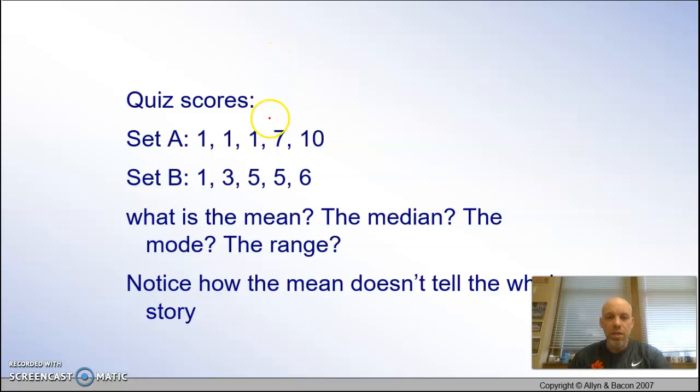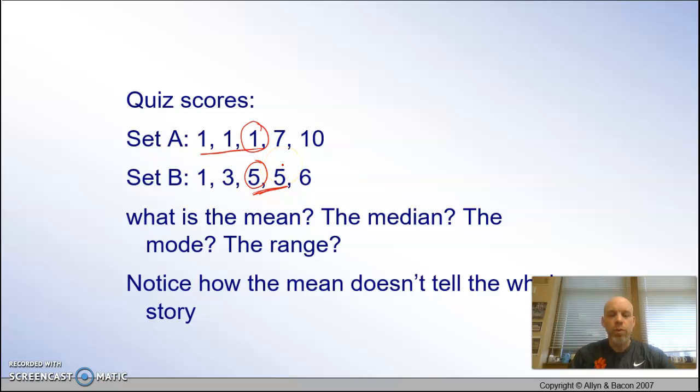However, the median is different. Literally the middle number in the frequency distribution. Here it's 1, here it's 5. What about the mode? Which number pops up the most often? Well, here it's the number 1. Here it's the number 5. Okay? And range, the range for set A is 9, the largest number minus the smallest number. Here it's 6 minus 1, 5.